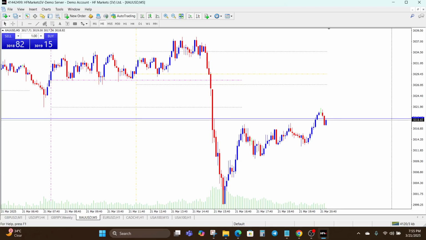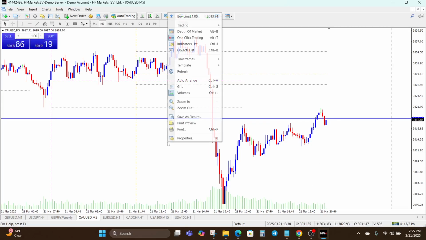Okay, so what is the market sessions indicator? As you can see, this indicator plots the Forex market sessions on your MT4 chart.